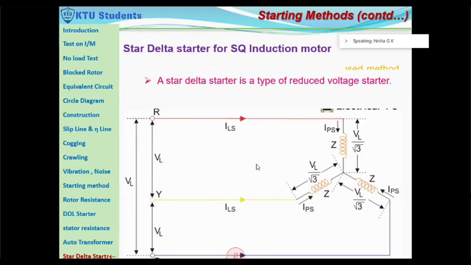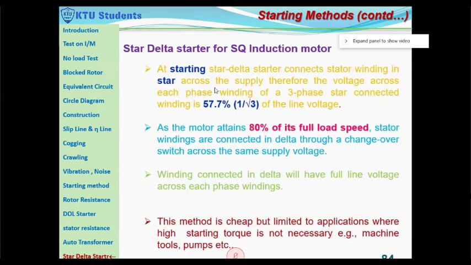Okay. So here, if it is star connected, then this is the line voltage, and the phase voltage will be VL by root 3. And the line current and the phase current remain the same. At starting, since it is in star, the phase voltage will be only 57.7% of the line voltage. As the motor attains 80% of the full load speed, it will be connected to delta by a changeover switch. And this method is cheap.